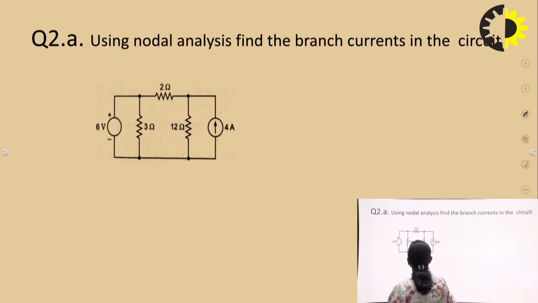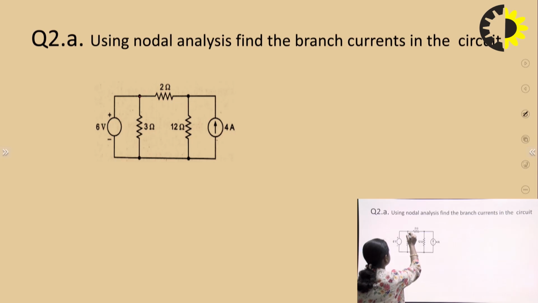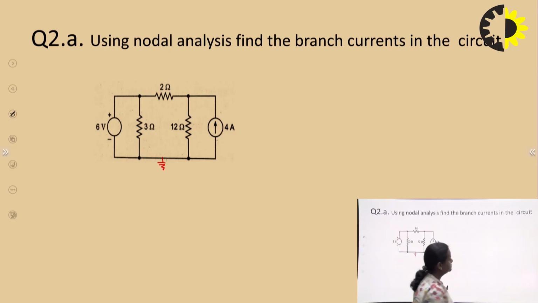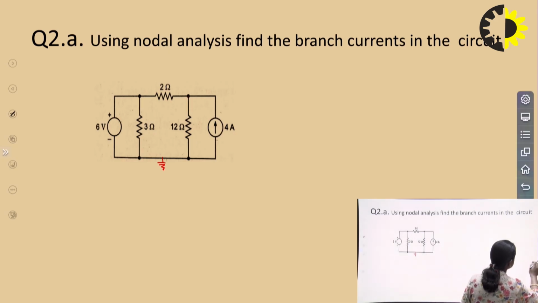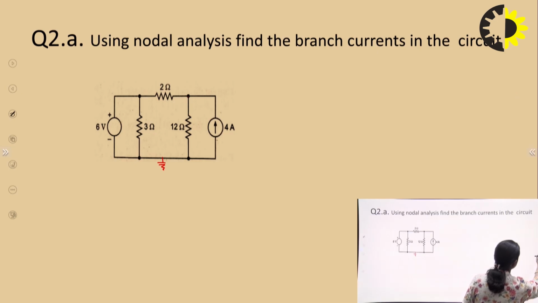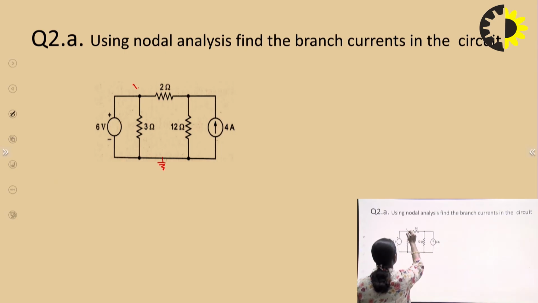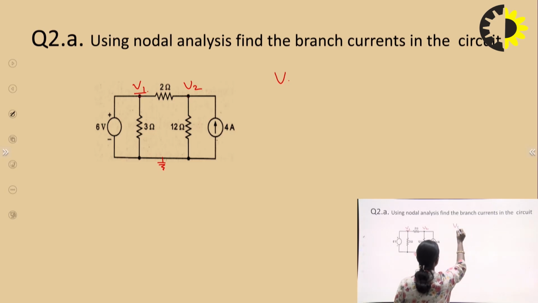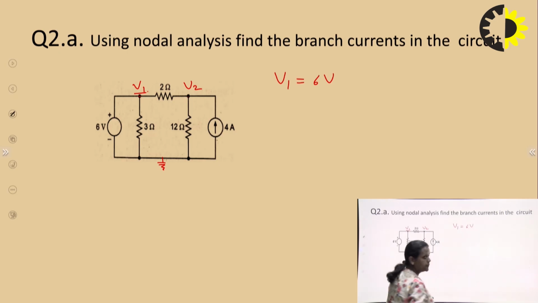So first we will assume, here we can see that we have nodes 1, 2 and the reference node is here, right? Okay. So here we will assume V1 voltage, here we will assume V2 potential. Potential at V1 is equal to 6 volt, as in this branch no resistance is there. So V1 is at 6 volt potential. So we can write V1 is equal to 6 volt, right?